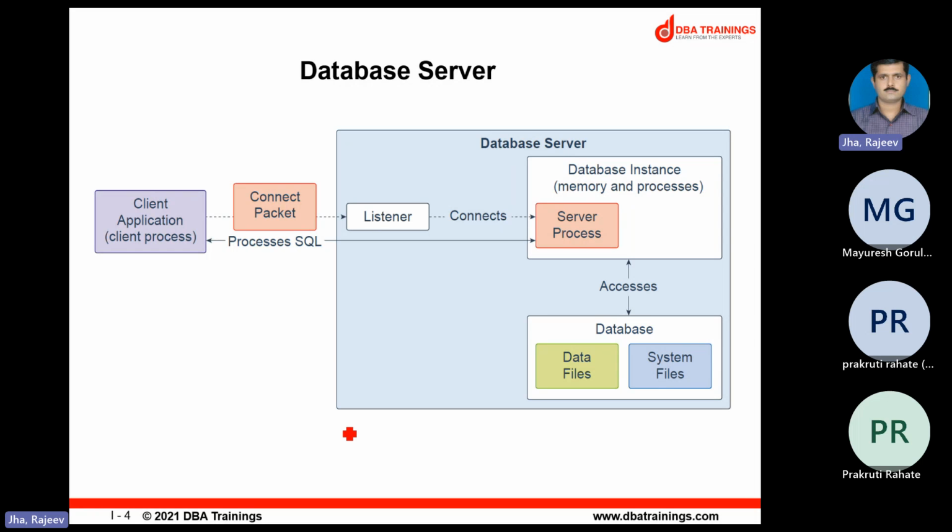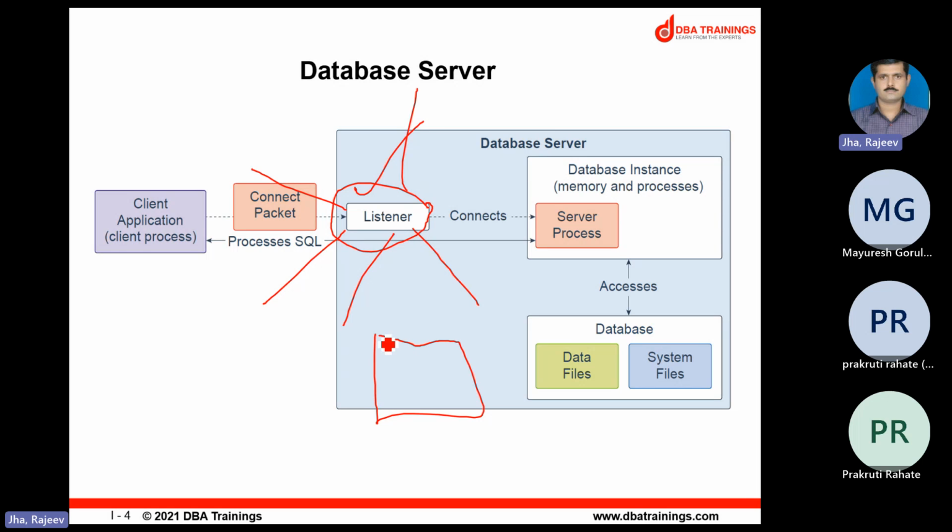Now this one listener can listen to multiple databases, like my HR database, my production database, maybe my R&D, my reporting, maybe my accounts. So one listener can listen to multiple databases, or within one database we can create multiple listeners like listener 1, listener 2, listener 3, listener 4. That is possible, vice versa. That means one listener can listen to the requests of multiple databases, or within one database I can create multiple listeners.